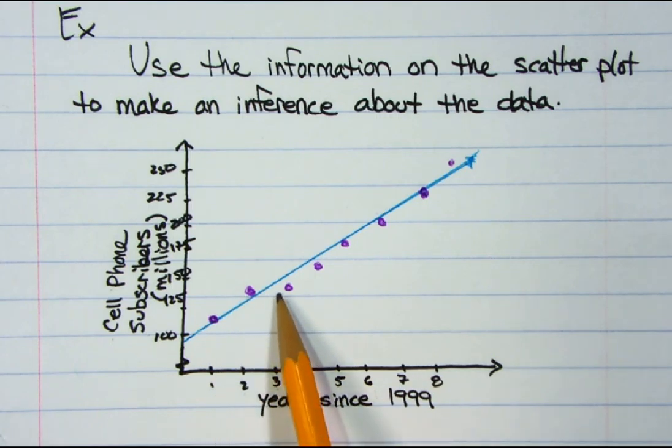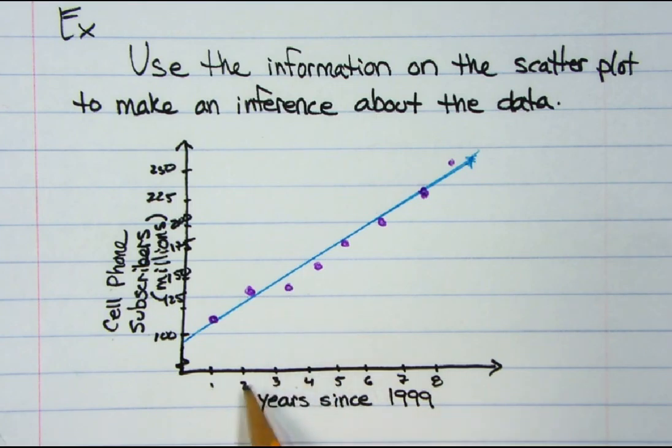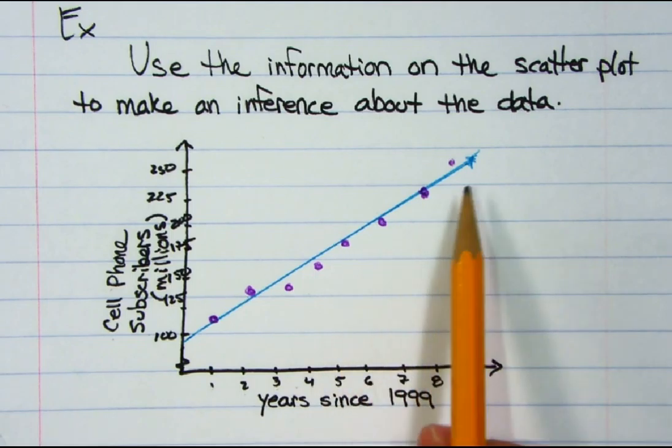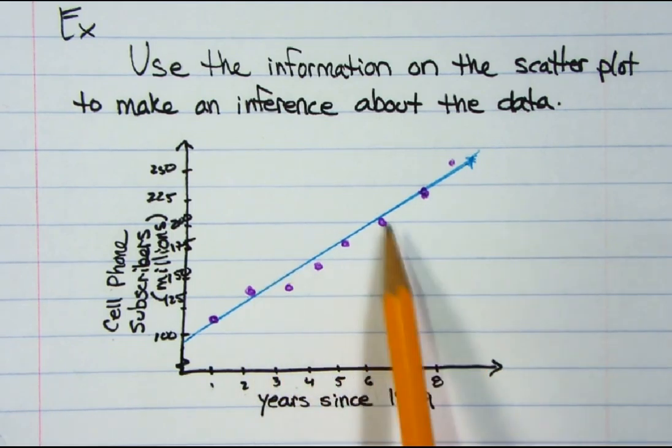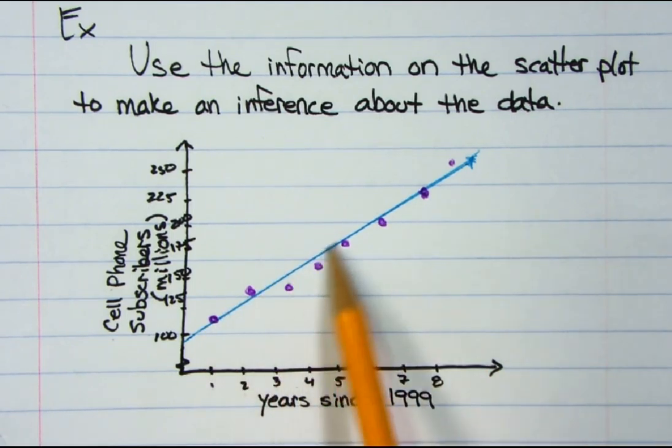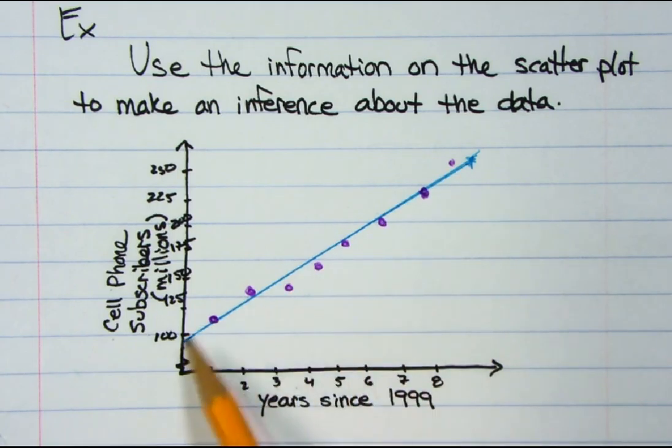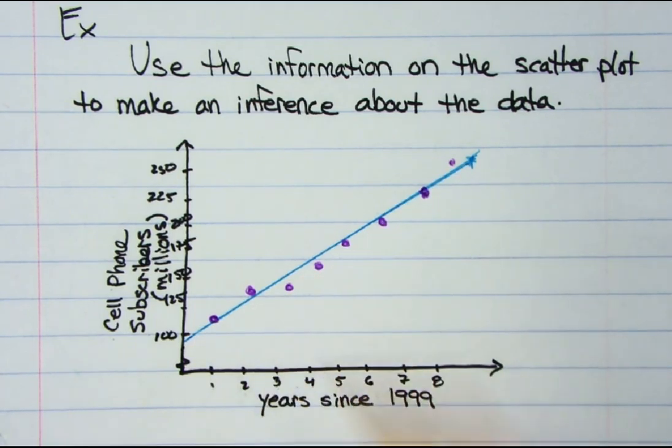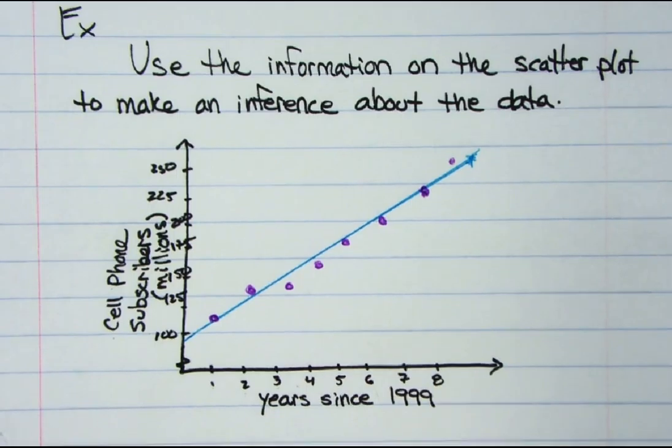2001 there was about 125 million. 2002 there was a little bit less. It kind of stayed stagnant, maybe a little bit more, 126. 2004, so on and so forth. You can see that they're not all a perfect straight line, right? We're going to have some variations, but they all pretty much create a positive association and they're linear. So what inferences can we make?